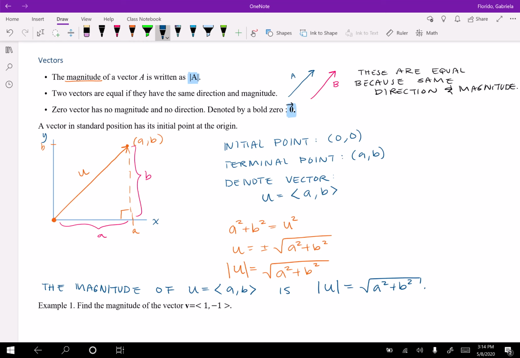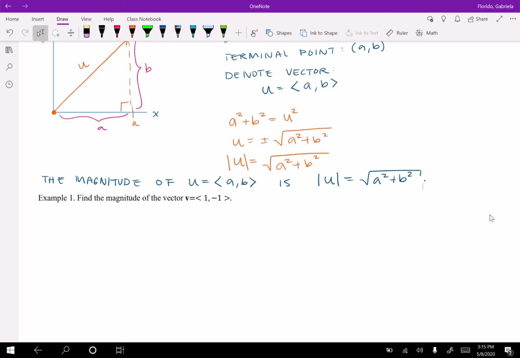So if I ask you to find the magnitude of u, I would want you to put the vector u, or whatever vector you're dealing with, and put these little bars around it, this absolute value symbol, and that's going to equal the square root of a squared plus b squared. That's going to denote the length of that.